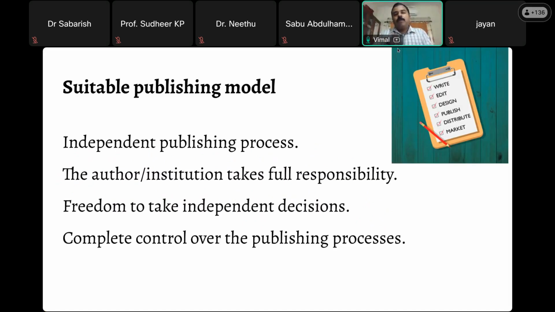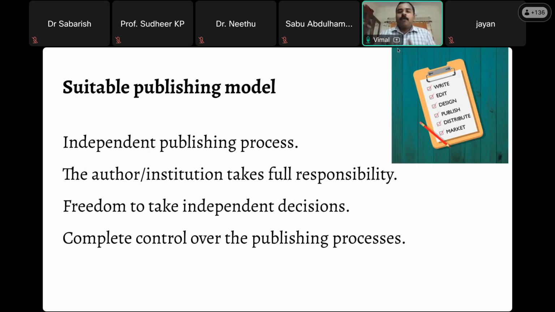Then, what are the suitable publishing models? An independent publishing process is ideal for the academic and research community, and both the author and the institution can handle this publishing process. They can take full responsibility for the publishing process. If so, then we can take independent decisions on publishing.